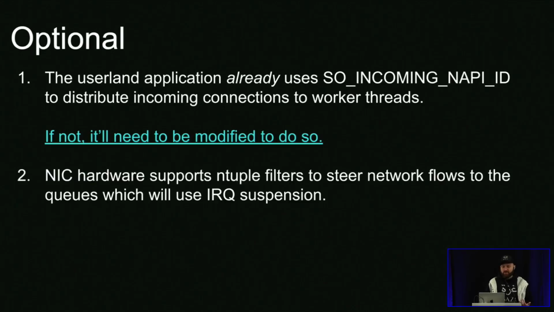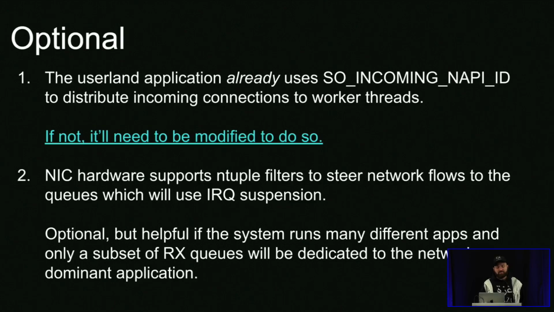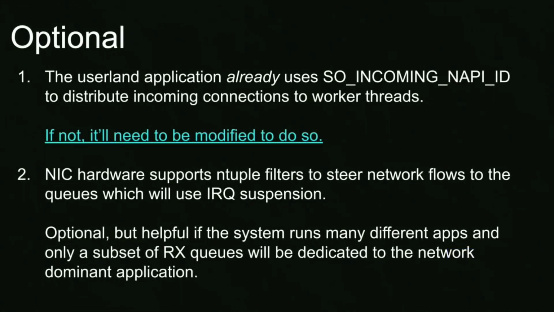The second thing that's optional but really, really useful is if your NIC hardware supports custom RSS contexts and n-tuple filters to steer flows to those contexts. Again, that's not required, but it's really useful because you might not want to do interrupt suspension for the entire machine. You might only want to do it for certain receive queues. So having support for that would be really helpful. For us, it's really useful because we run lots of different things. Not everything that we run needs interrupt suspension.